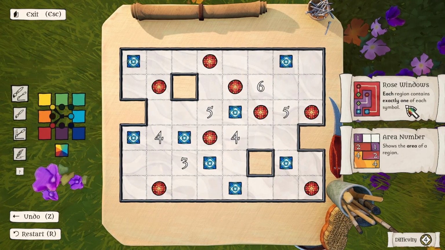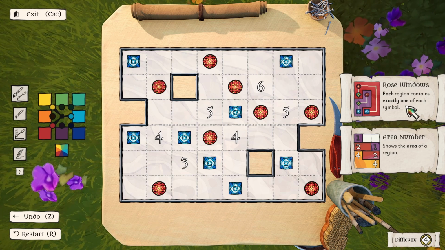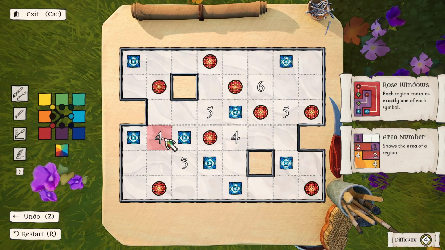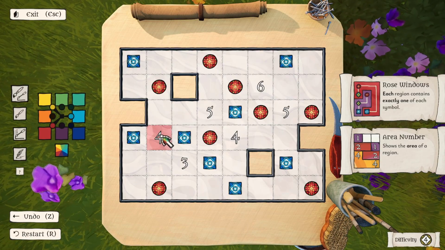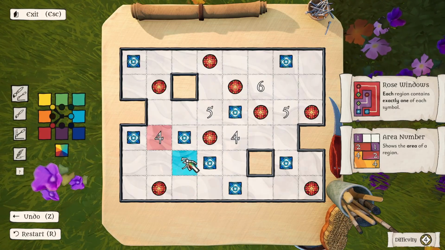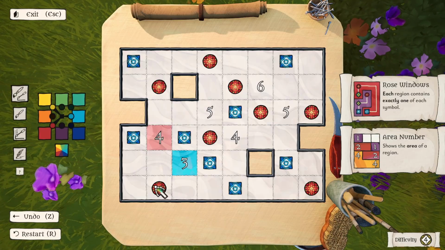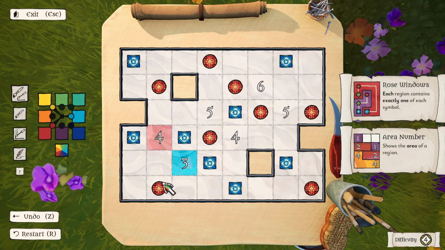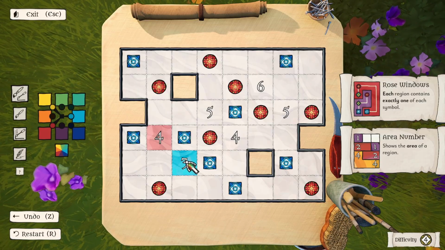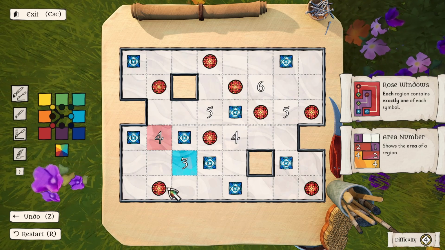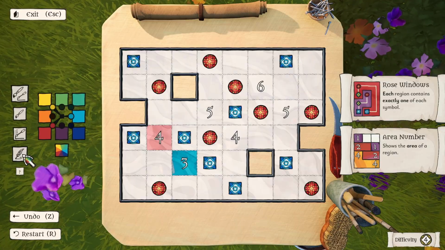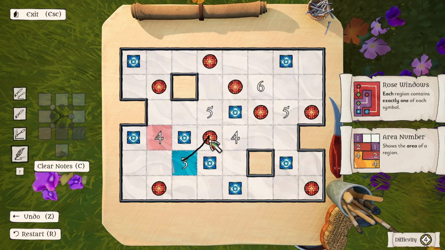Rose Windows. Okay, this number must take, okay, that one right there. If it were to take that, it couldn't reach. If it were to take this red, it couldn't reach a blue because it would use all its 3 cells to get there. Therefore, that cell, that 3 must take that.